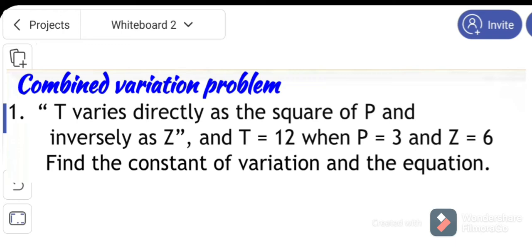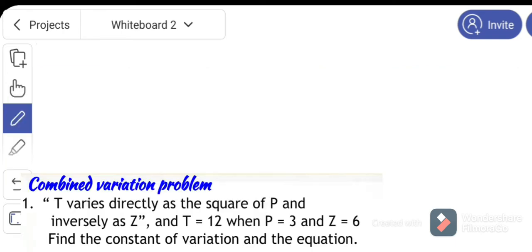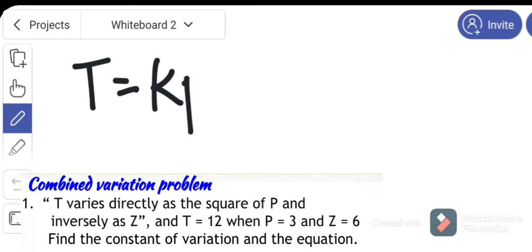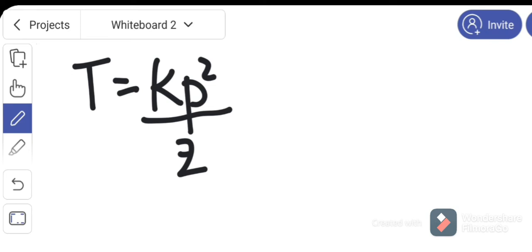T varies directly as the square of P and inversely as Z. T varies directly, don't forget the constant, as the square of P. So that means P squared. And inversely as Z. This is our equation. So let's find the constant of variation and rewrite the equation.